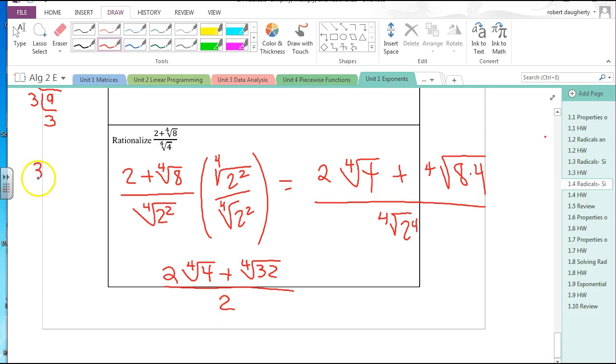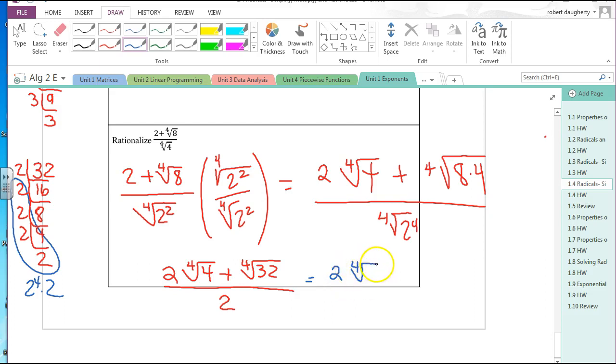Now I got to look at this 4th root of 32. Is that as simple as it can be? Divide it by 2 and you get what? 16. Divide that by 2, you get 8. You get 4. You get 2. Do I see 4 of anything? Yeah, I see 4 2s. So this is 2 to the 4th times 2.